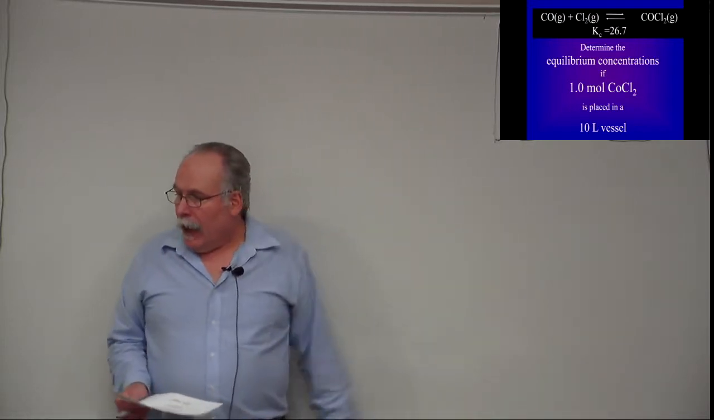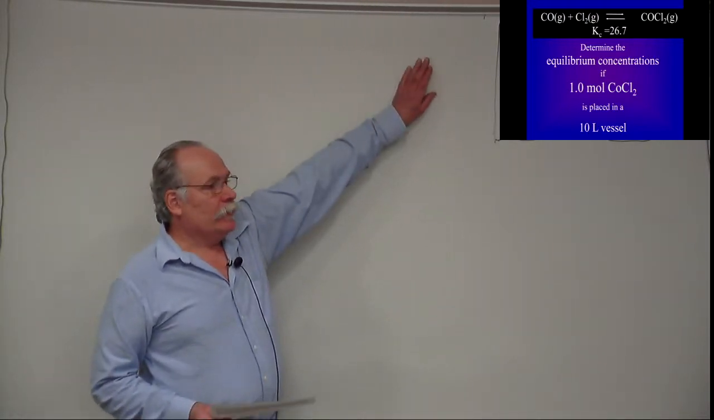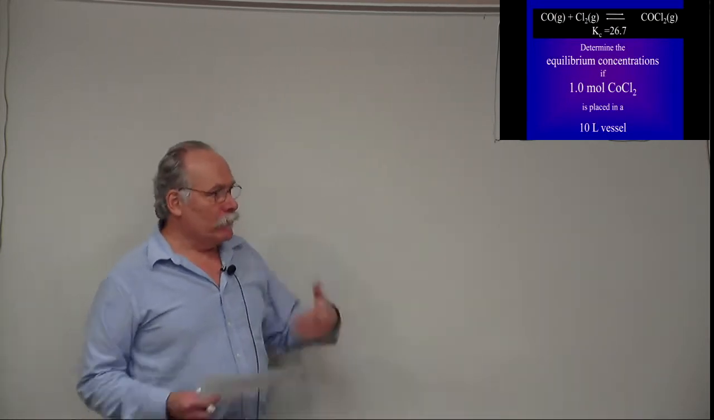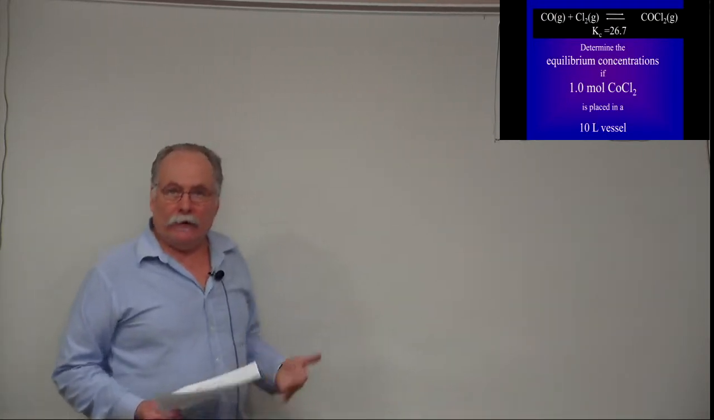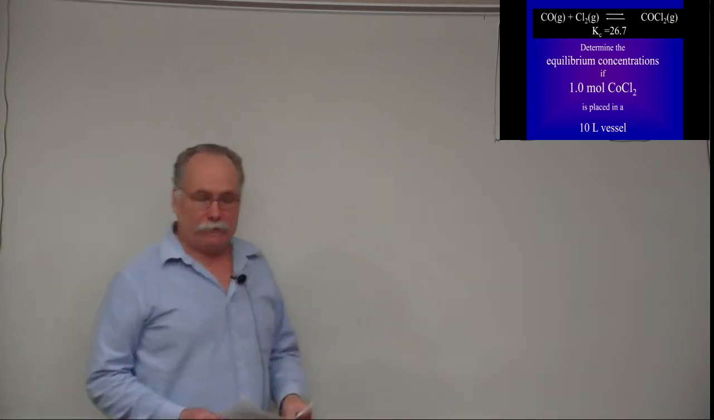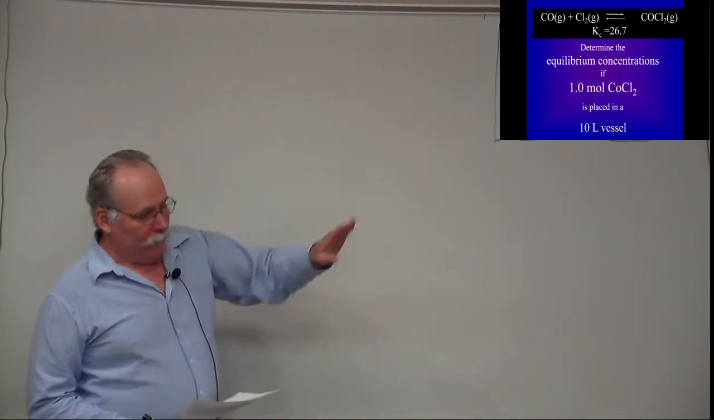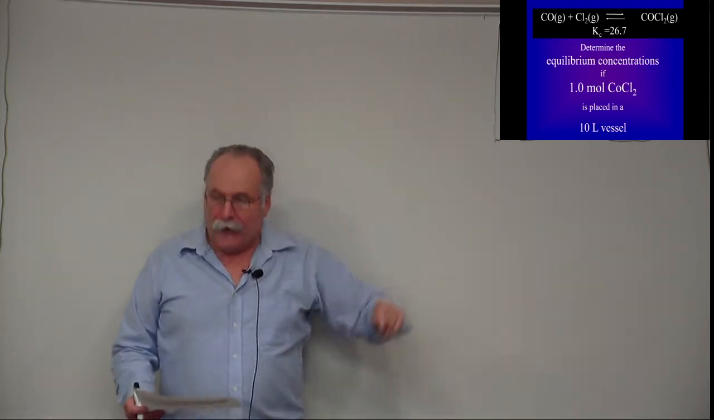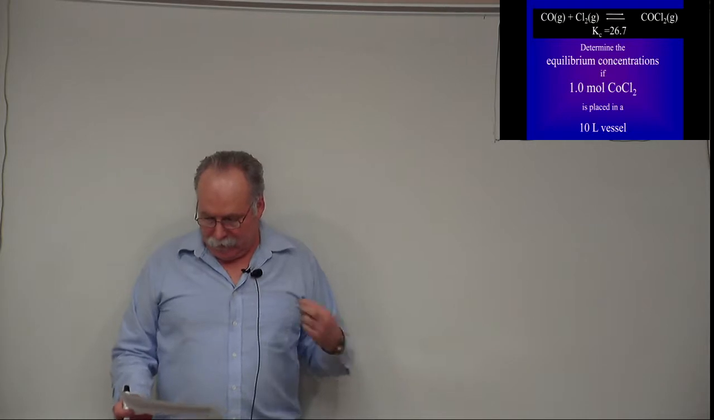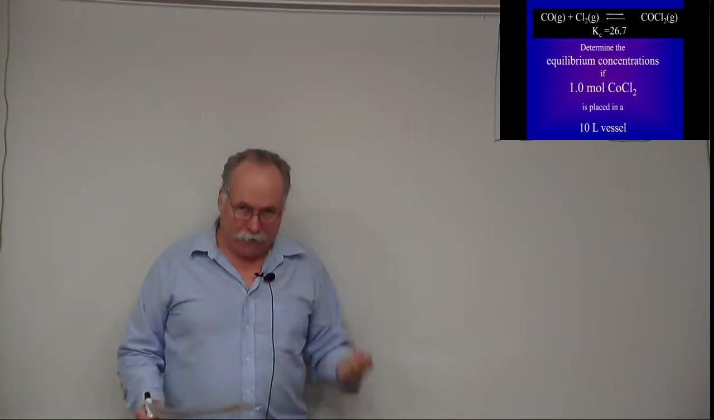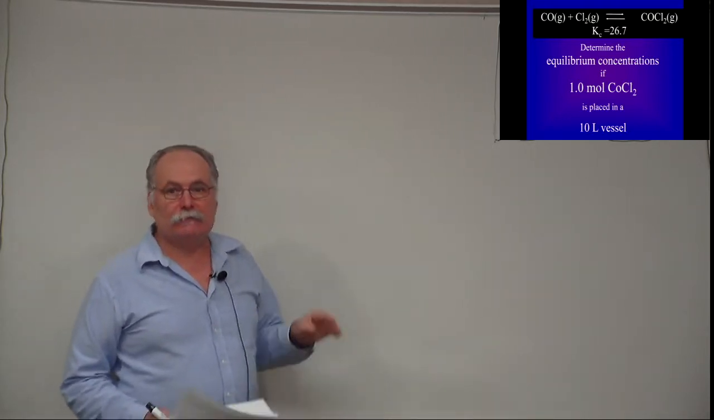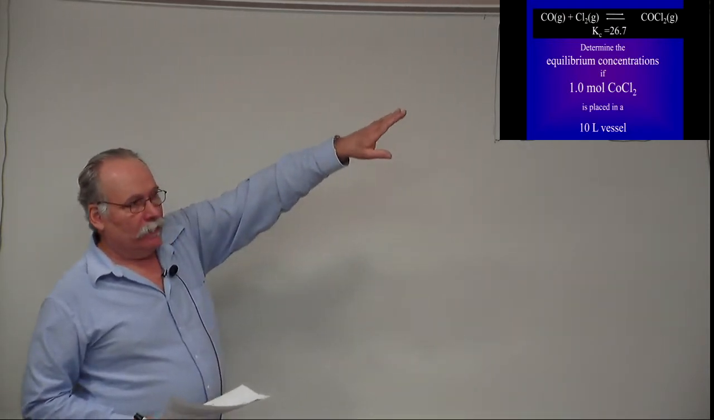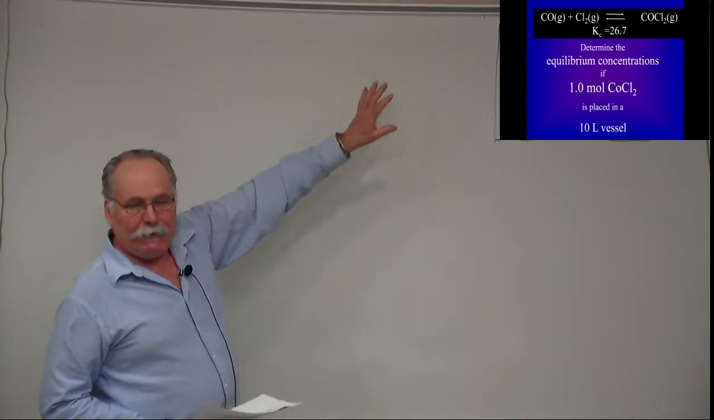Equilibrium problem. In this one, we're given the equilibrium constant and initial concentrations, and we're asked, once the reaction is over, what are the equilibrium concentrations of all species? If I look up here, I have CO plus Cl2 forming COCl2, and we're given 1 mole of COCl2 in a 10-liter vessel, so its concentration is 0.1 molar. And we're not given any CO or Cl2.